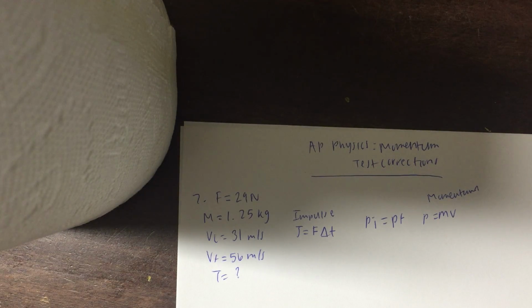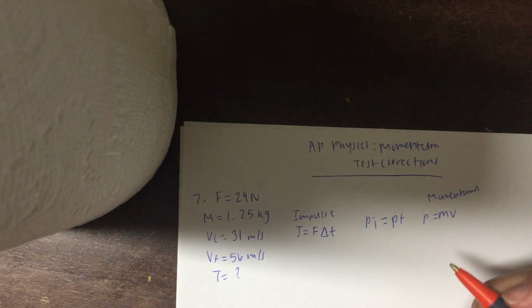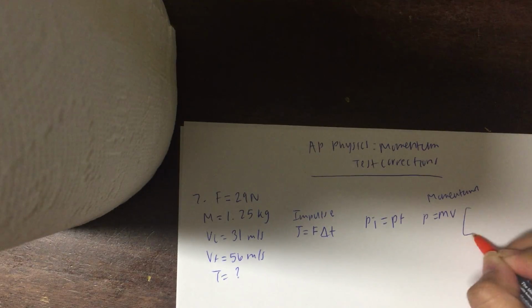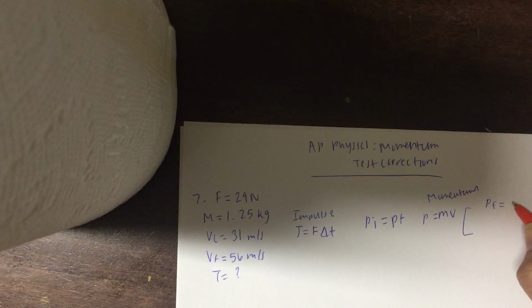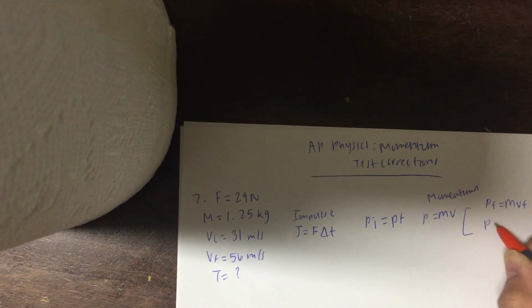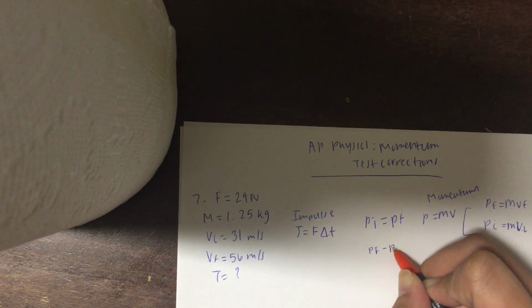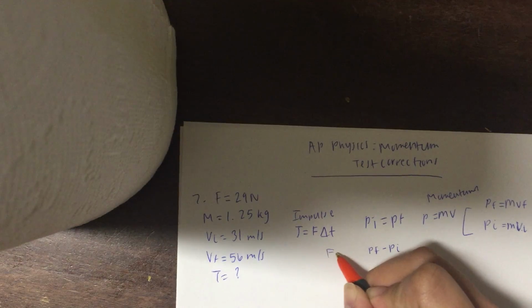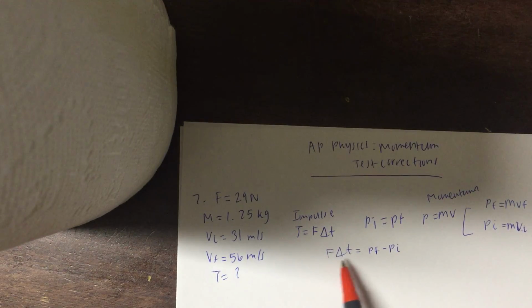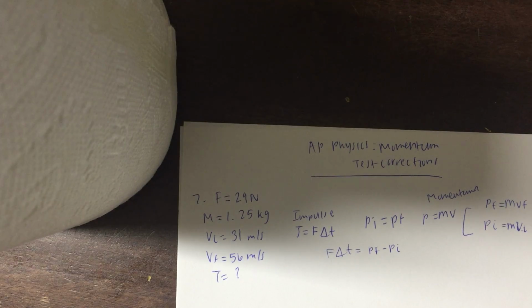So I can write this as P final equals mass times velocity final. P initial equals mass times velocity initial. Okay. So then it will be P final minus P initial. That's the impulse. Because if there's impulse, then if energy is conserved, that means there is momentum.